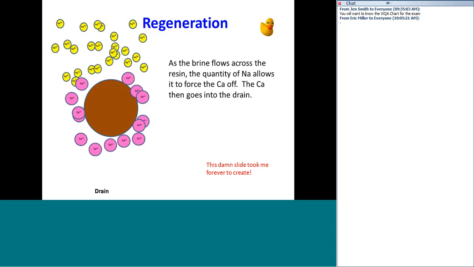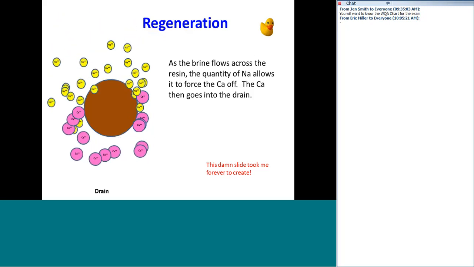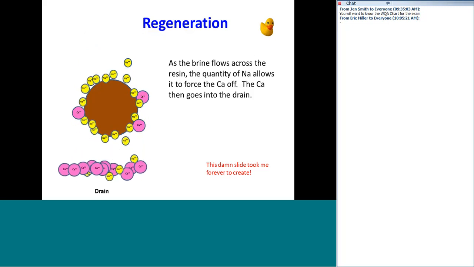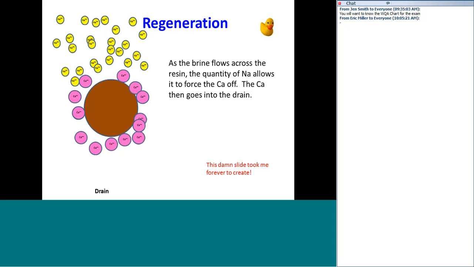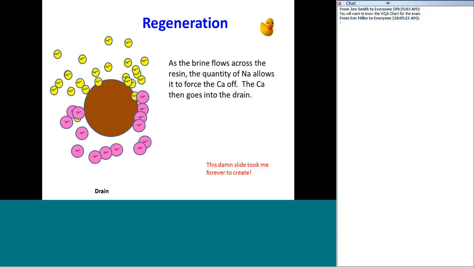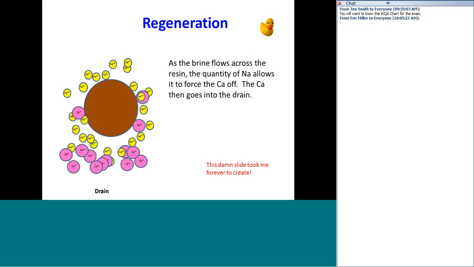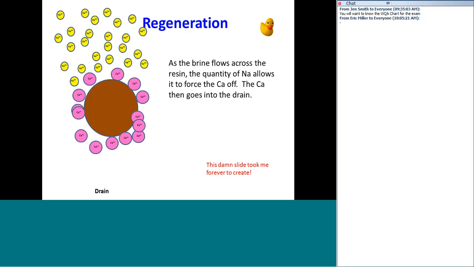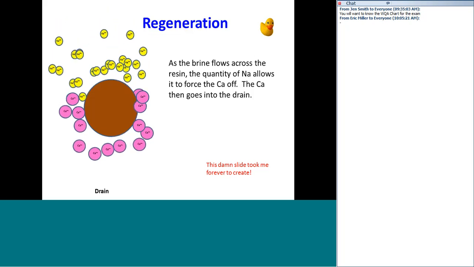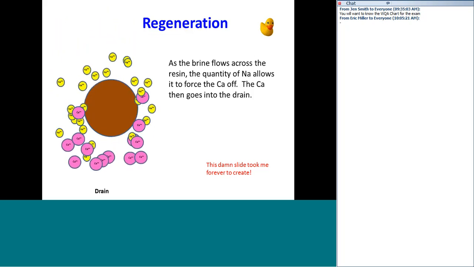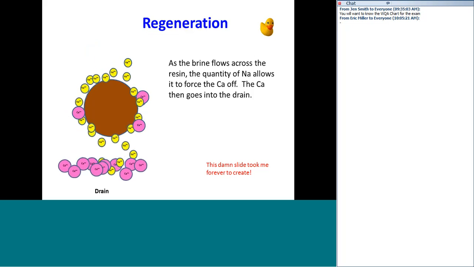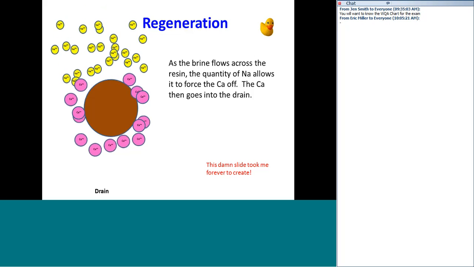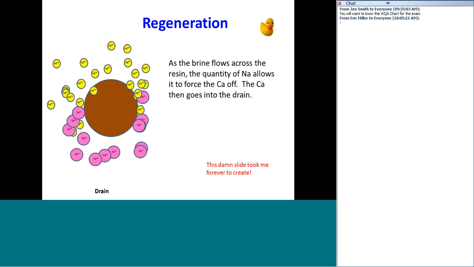Okay? So the sodium, there's a whole bunch of them, but they're wimpy. They're these wimpy, small, tiny guys, but they have lots and lots of friends. So they get on the phone and call all their friends up and say, we want that mountain back. And so they bring in this whole army of friends. And because there's so many of them, they're able to now kick off that calcium and magnesium, which then goes into the drain and recharges that resin bed. They recharge the resin bead. So as the brine flows across the resin, the quantity of sodium allows it to force the calcium off. The calcium then goes into the drain.